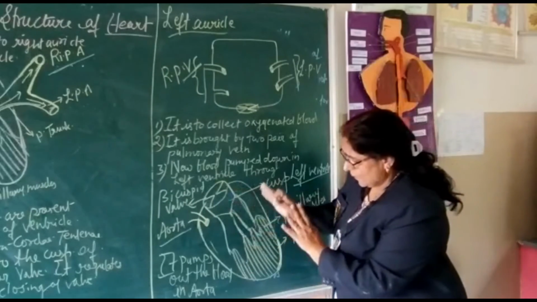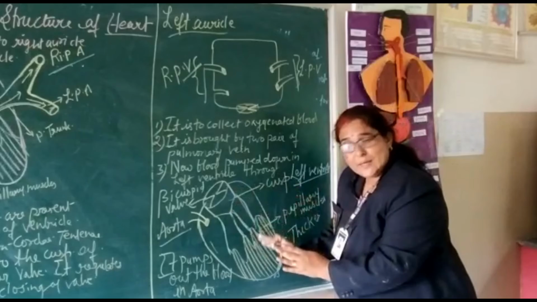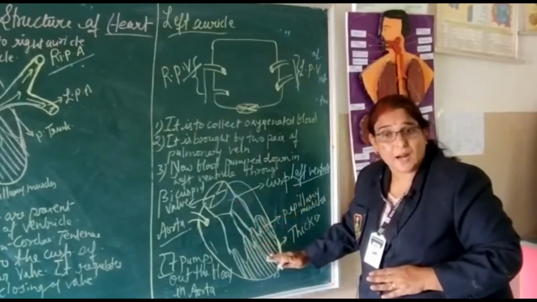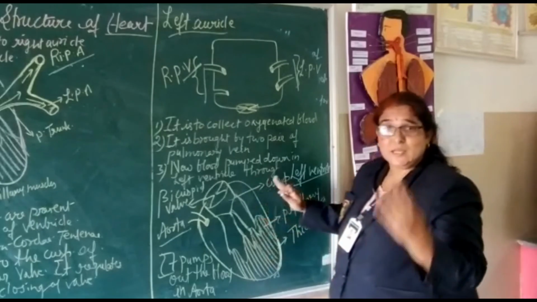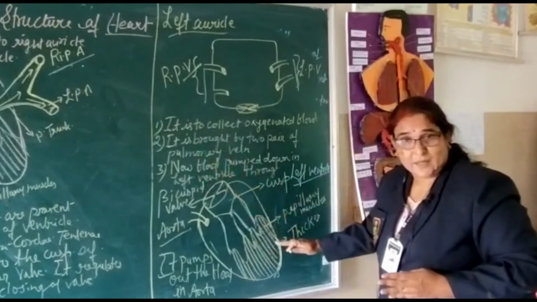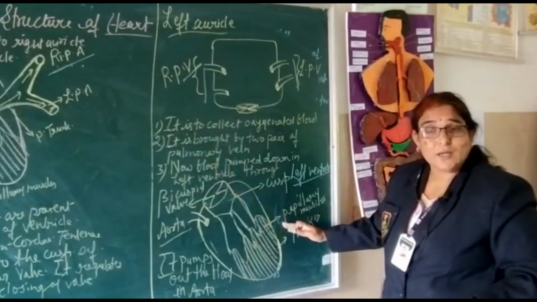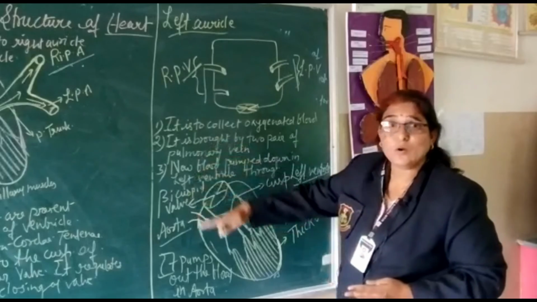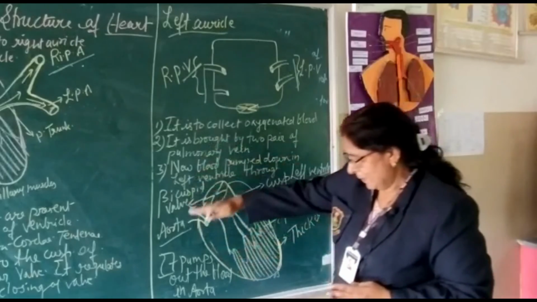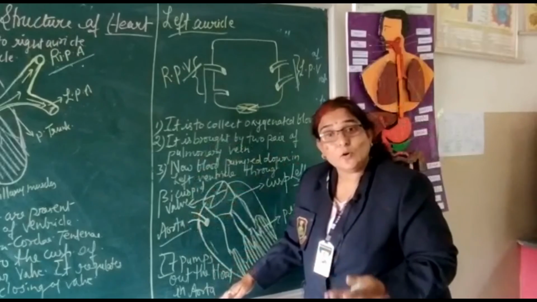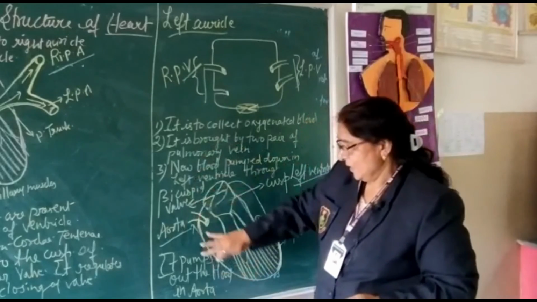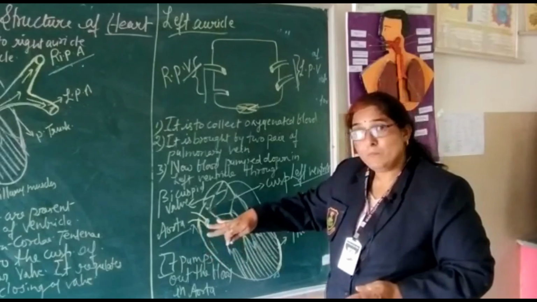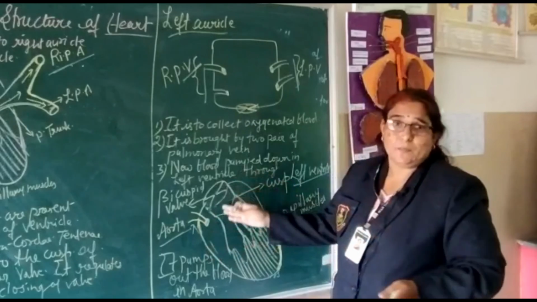The left ventricle is the thickest and strongest chamber in the human heart. It is 3 times thicker than the right ventricle. Why is it stronger and thicker? Because it supplies blood to our whole body. So it pumps out the blood through the aorta. This is the aorta. The aorta, the father of arteries, supplies blood to all the body parts.